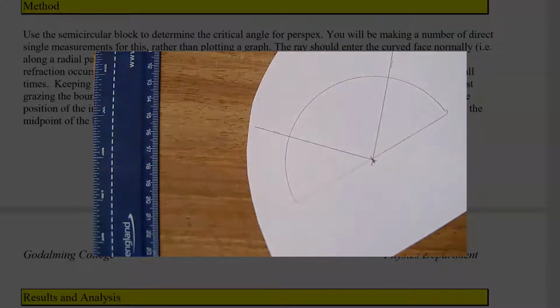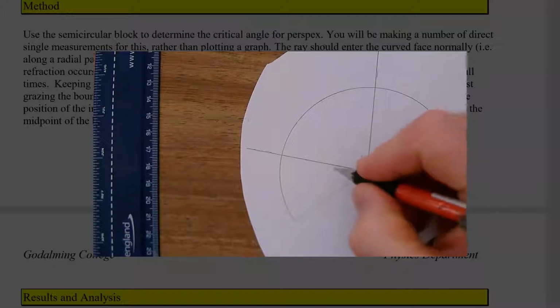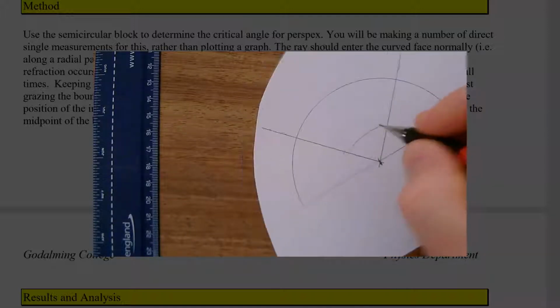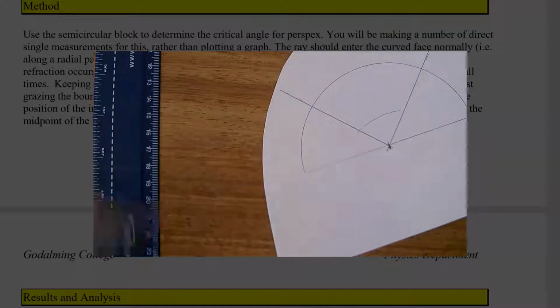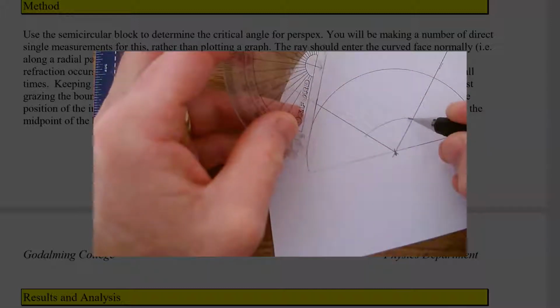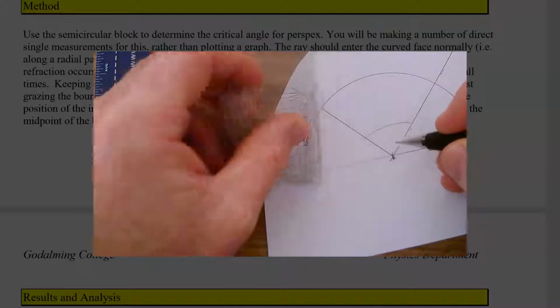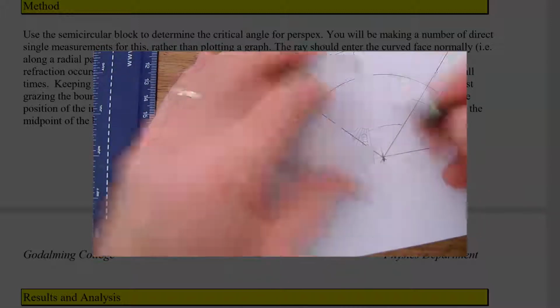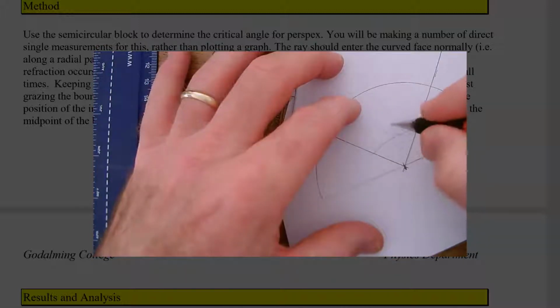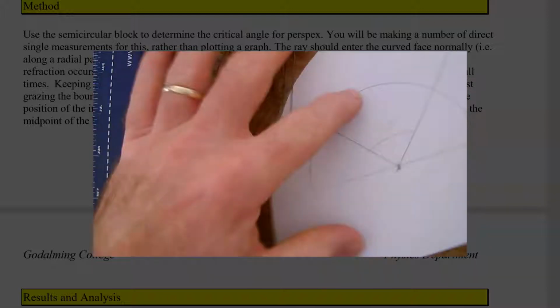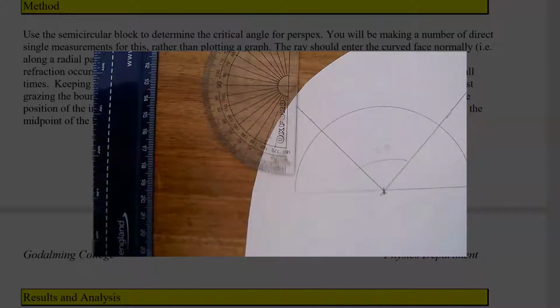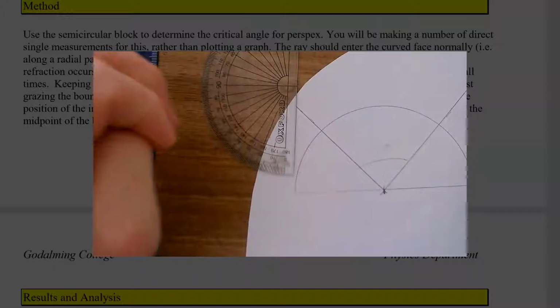I can now use a protractor to measure this angle. This is not the critical angle. Okay, this is double the critical angle, and the reason why I'm doing that is because then I don't have to try and work out a normal. And what you're going to do is you're going to use that to calculate the critical angle, and from there you'll be able to find what the refractive index of Perspex is.